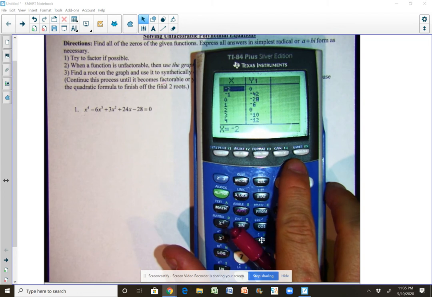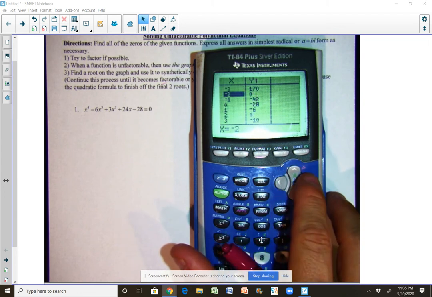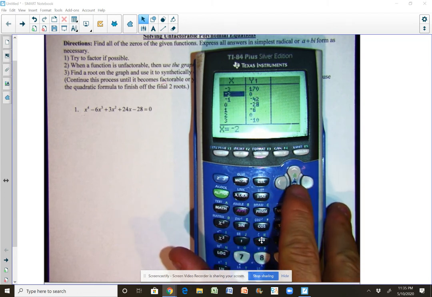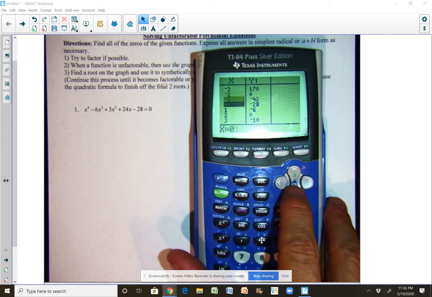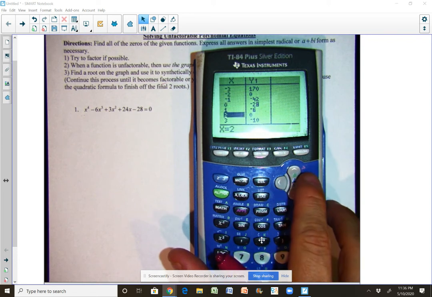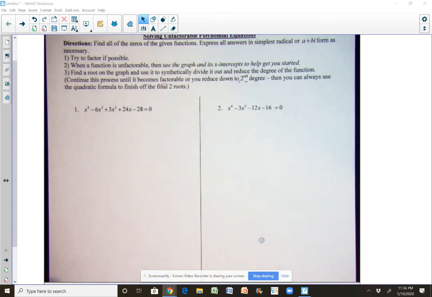I'm going to start with the first rational root that I saw on the graph, -2. I'm going to divide it out synthetically. Then what I'm left with is going to be 1 degree less. A fourth degree turns into a third degree. And I'm going to then divide this next root out a second time. And then what we're going to be left with is a second degree function that we can then just use the quadratic formula to finish out. So let's see. I might have to split this into two videos.